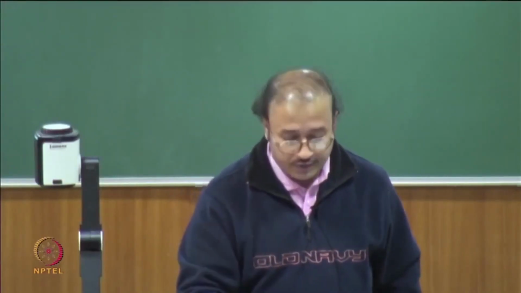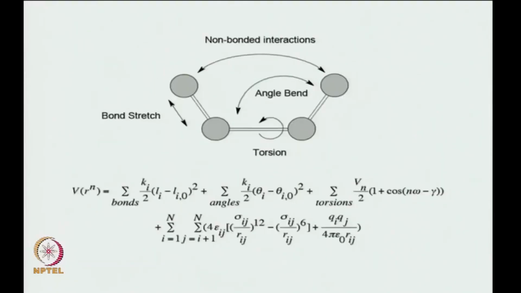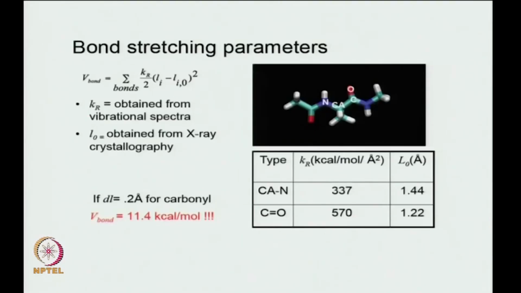Now, just looking at this individually real quick, if you are talking about the first term, which is the bond stretching, this force constant is typically the curvature of your potential energy. The force constant k, if you remember, is d2V over dx squared, let us not go there now, it is the curvature of your potential energy surface. This k you can get easily from vibrational spectra. What is L0? L0 is the equilibrium distance you obtain from X-ray crystallography.